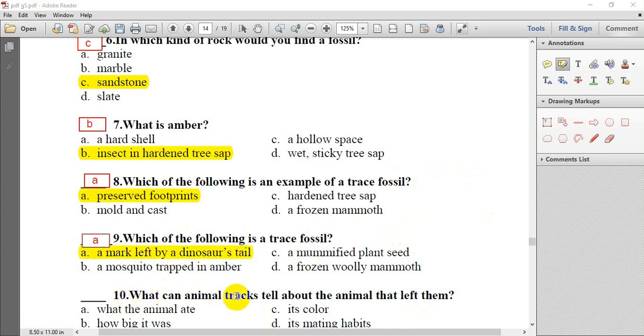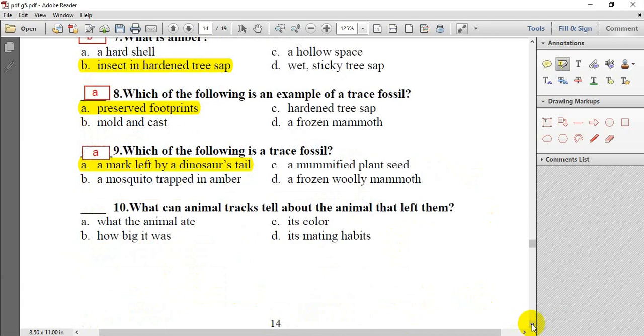Question 10. What can animals' tracks tell about the animal? What does the footprint tell about the animal? It tells what the animal ate, the kind of food, or how big it was, or its color, or its mating habits. So we know from the animal's footprint the size, or how big it was, so it's letter B.